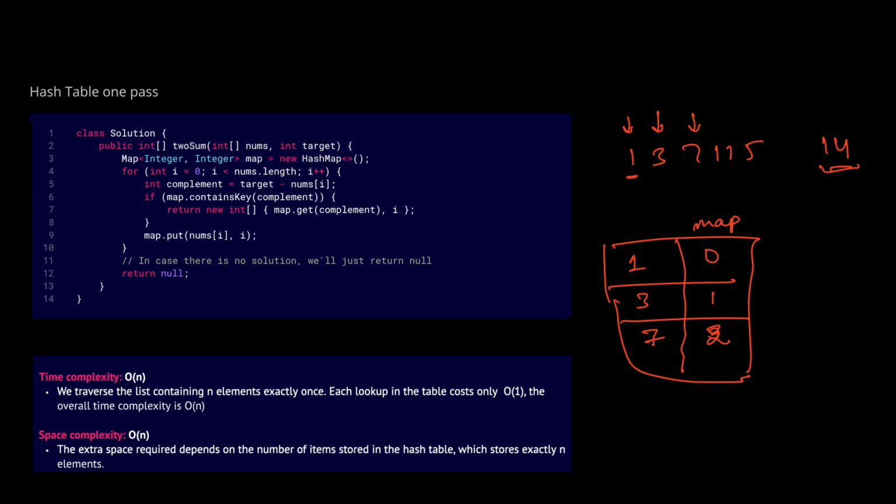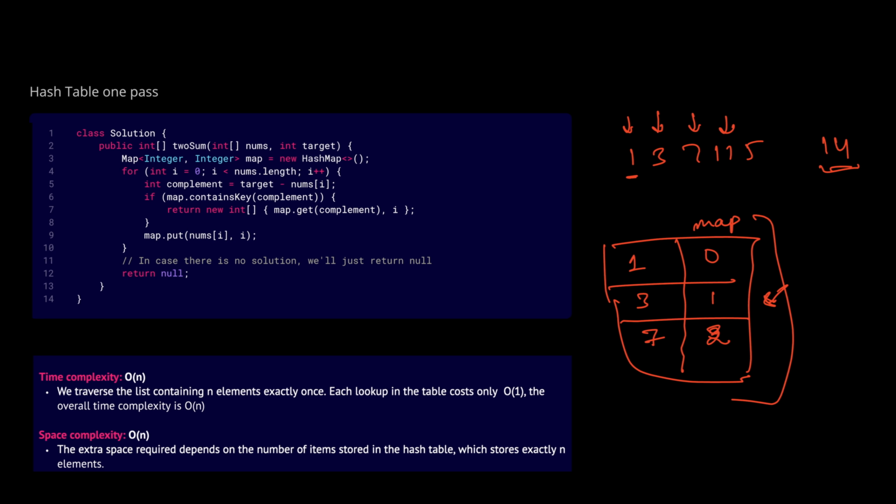Same we'll do for 11. 14 minus 11 is 3. Do we have 3? Yes, we do have 3. So that's where we found our solution. We return the index of 11 and the index of 3, which we get from the hash map. So while building the hash map itself, we can eliminate the one pass we were doing in the previous solution.